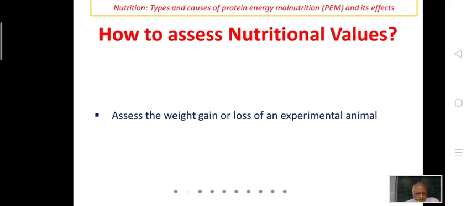How to assess nutritional value? This is something which maybe I will take in the next lecture. Here I will stop, because it's already more than an hour for our lecture. So, in the next lecture, I will cover how to assess the nutritional value of proteins. Okay. So, thank you. Bye.